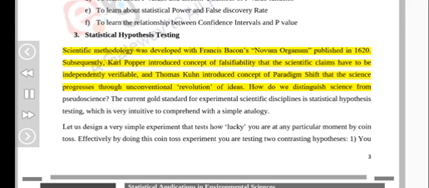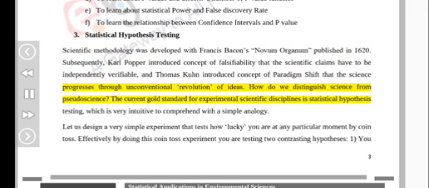Subsequently, Karl Popper introduced the concept of falsifiability, that scientific claims have to be independently verifiable, and Thomas Kuhn introduced the concept of paradigm shift, that science progresses through unconventional revolution of ideas. How do we distinguish science from pseudoscience?